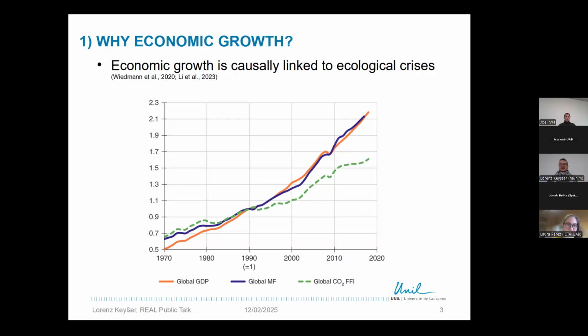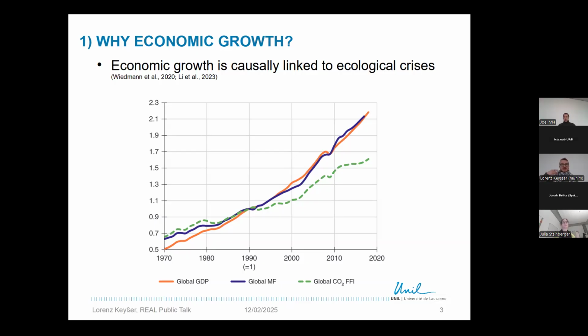But the ecological crisis is much bigger than that, and also includes, for instance, biodiversity loss, which can be more strongly linked to things like land use and material use more broadly, which appear also to be strongly linked to economic growth. Voila.